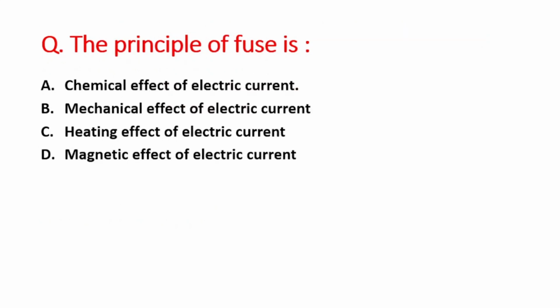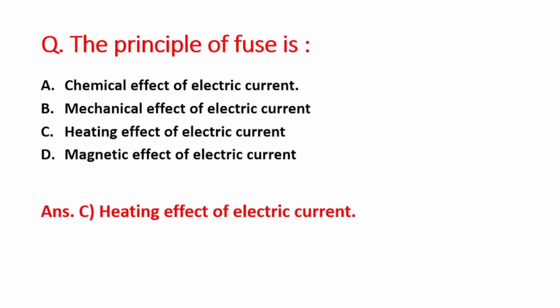Next question: the principle of fuse is. A option is chemical effect of electric current, B option is mechanical effect of electric current, C option is heating effect of electric current, and the D option is magnetic effect of electric current. So the right answer is option C, that is, heating effect of electric current.